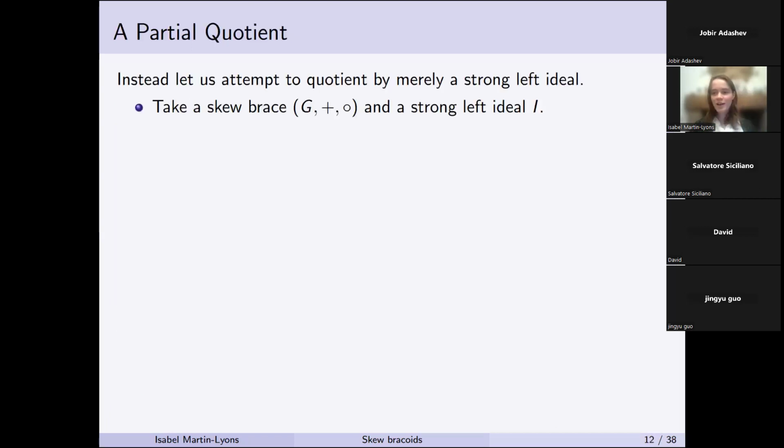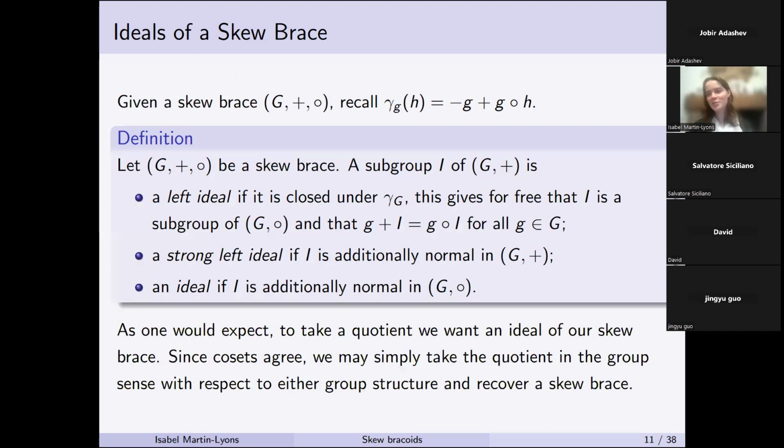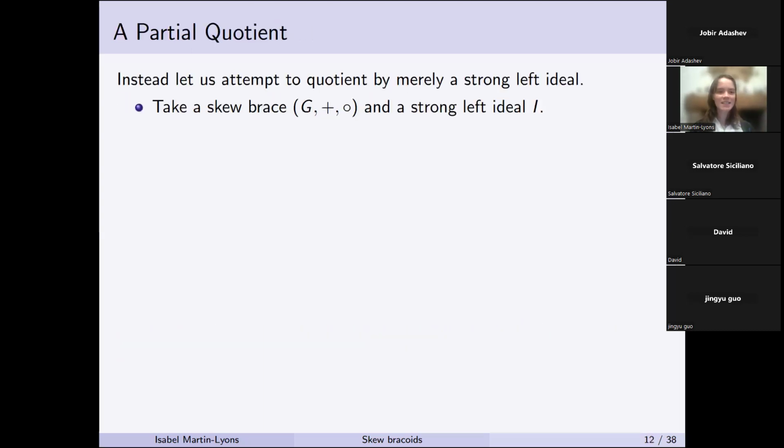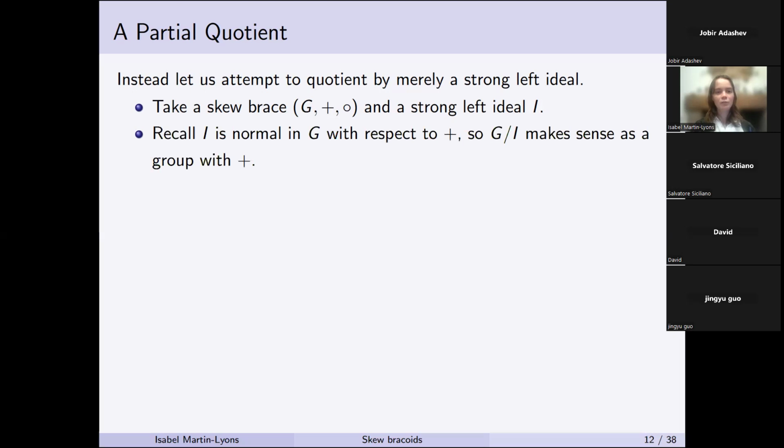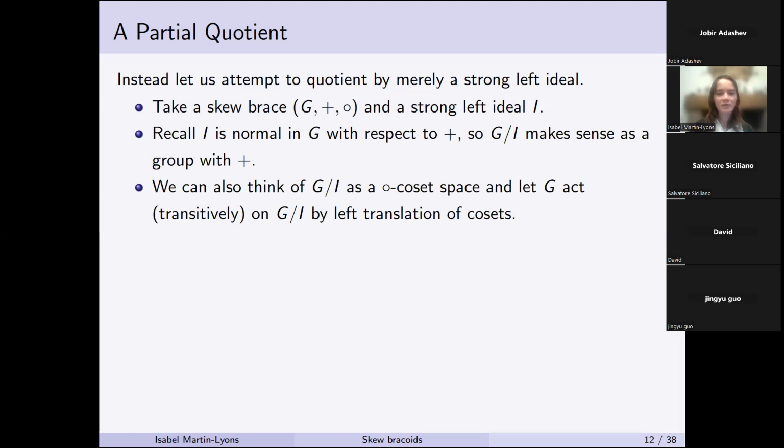But we're going to try doing something silly and not quotienting by an ideal. So instead, we take our skew brace and a strong left ideal. So it's closed under the gamma function and it's normal in the additive structure. Recall that I is normal in G with respect to plus, so the quotient G by I makes sense as a group with plus. We can also think of this quotient group as a coset space, remember cosets agree, and let G act transitively on G by I by left translation of cosets.